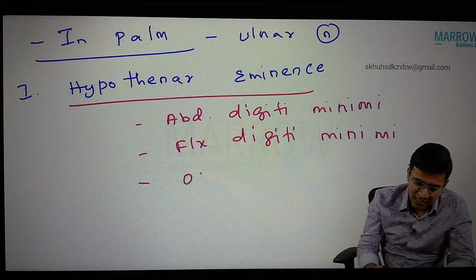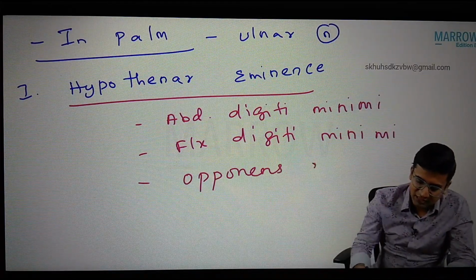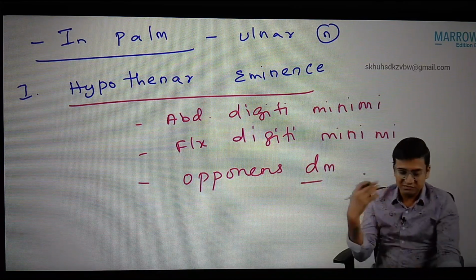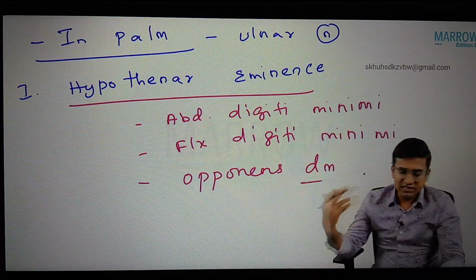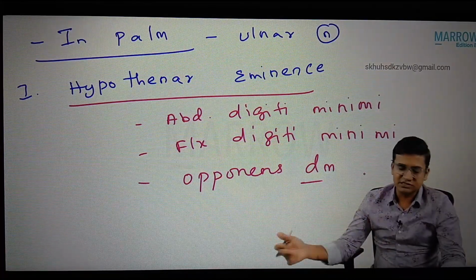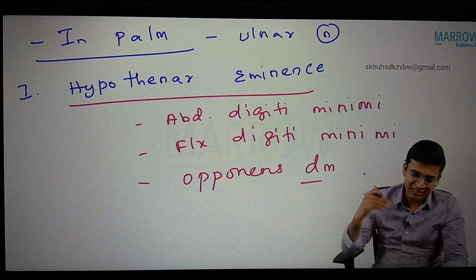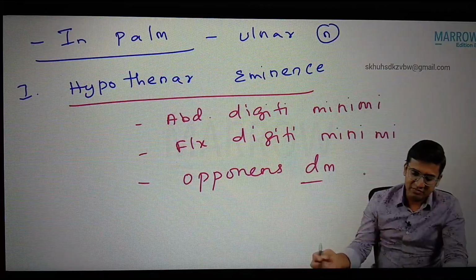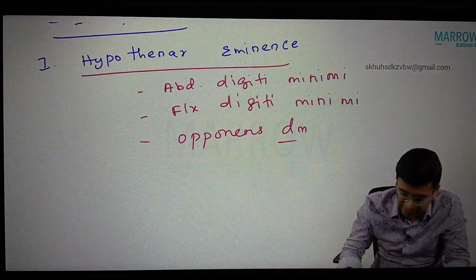Flexor digiti minimi, and then opponens digiti minimi. A similar muscle group to the thenar eminence. Thenar eminence, we have abductor pollicis brevis, flexor pollicis brevis, and the opponens pollicis. In the same way, hypothenar eminence has abductor digiti minimi, flexor digiti minimi, and the opponens digiti minimi.